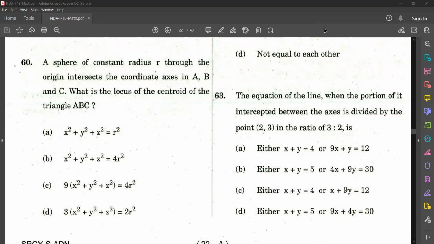We are going to see some previous year Indian maths questions. So first we are seeing question number 63.